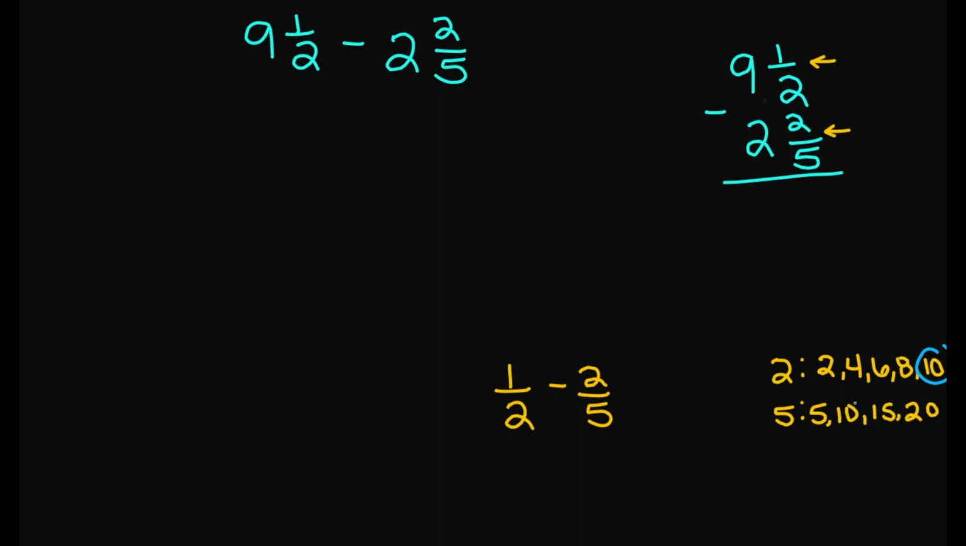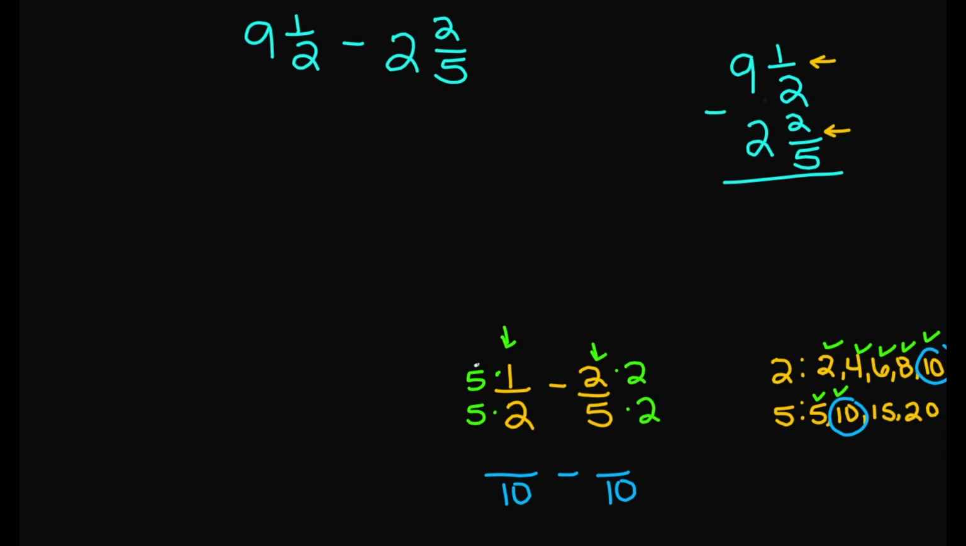So that means I need to get 10 in my denominator. I'm going to multiply top and bottom here by the number 5, 1, 2, 3, 4, 5, because that's going to give me 10 in my denominator. And then here, I'm going to multiply top and bottom here by 2, because that's going to give me 10 in my denominator. Now we're going to multiply.